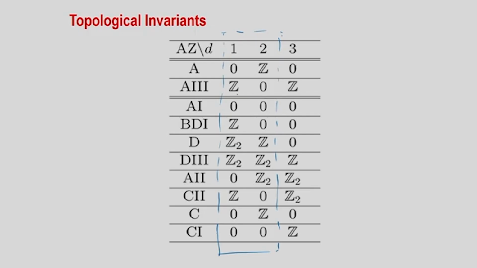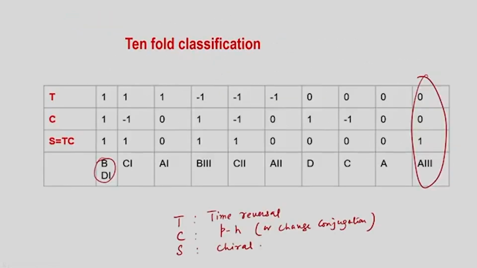A3 in 1 dimension has Z, and in 2 dimension it is 0 and so on, and then AI, BDI and so on and so forth. Okay. So, these are the topological invariants, and where are we interested in? We are interested in, for example, the IQHE, that is integer quantum Hall effect or quantized Hall effect that we have studied, and if you look at that, that has no symmetry at all. So, it forms into the A class.